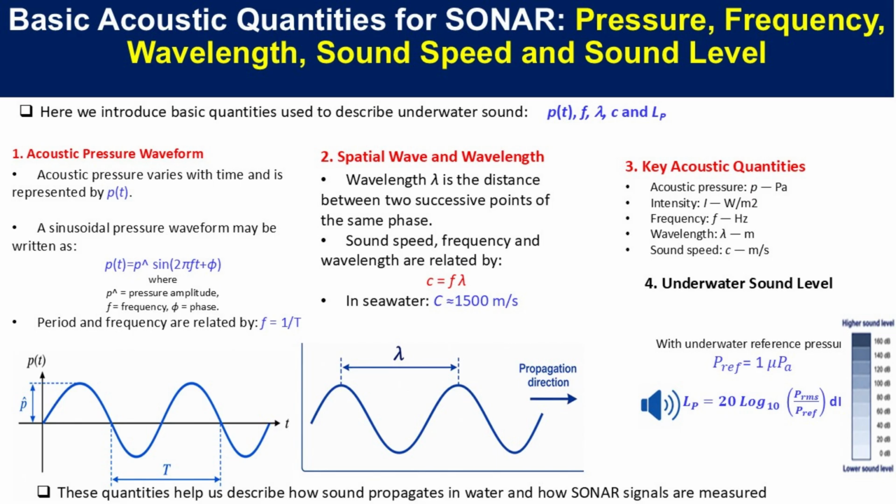Basic acoustic quantities for sonar. Now that we understand how sound is produced and propagated, we need measurable quantities to describe it. First, acoustic pressure varies with time and is represented by P of t. For a sinusoidal sound wave, the equation shown here gives the variation of pressure with time. The pressure amplitude represents the maximum pressure variation. The frequency, f, tells us how many cycles occur per second. The period, T, is the time taken for one cycle, so frequency is the reciprocal of period.